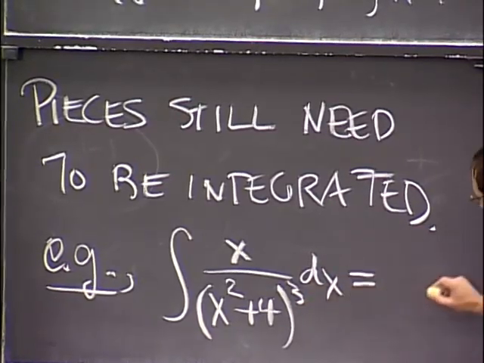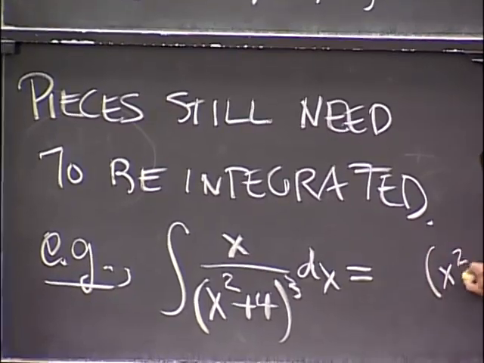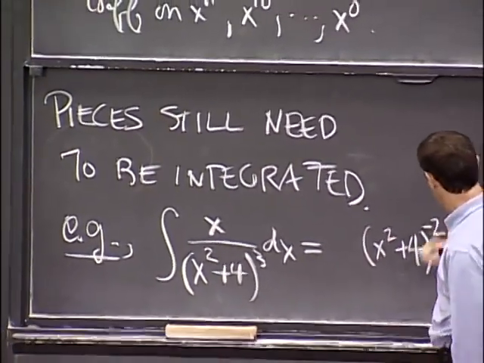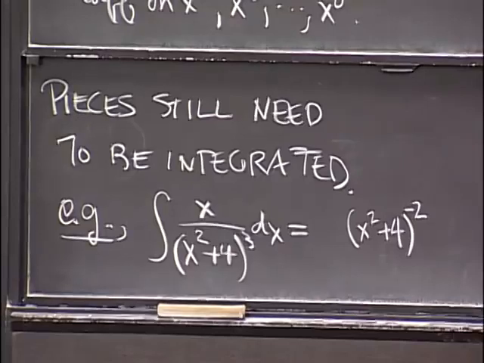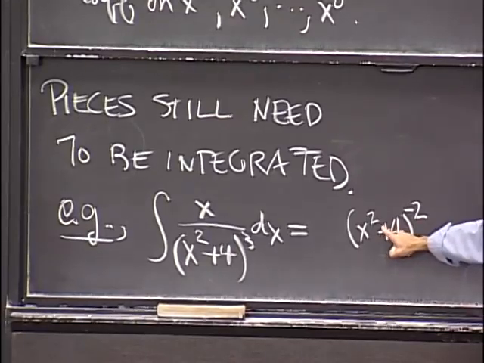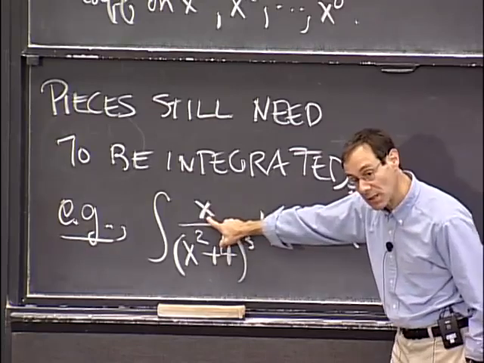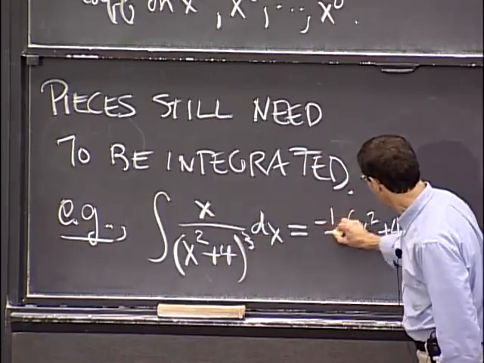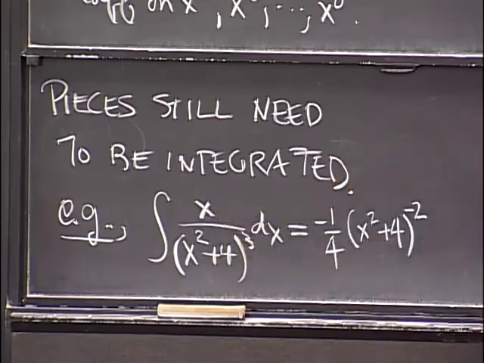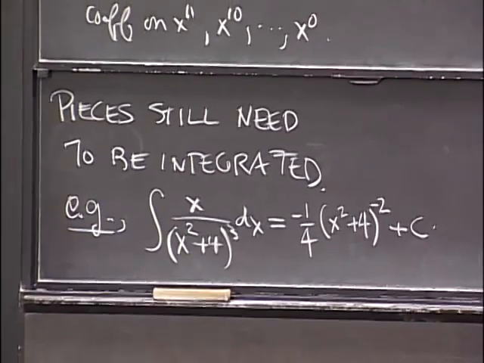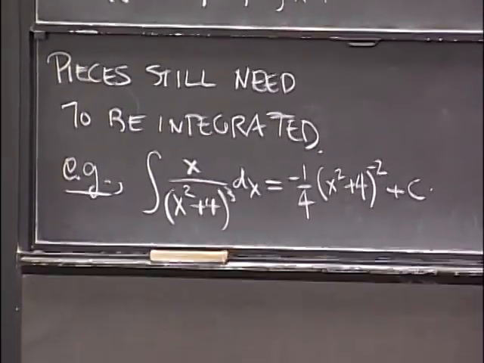substitution. You realize that it's going to be of the form x squared plus 4 to the power negative 2, roughly speaking. And now we're going to fix that, because if you differentiate it, you get 2x times the minus 2. That's minus 4 times x times this. There's an x in the numerator here, so it's minus a quarter of that. We'll fix the factor. And here's the answer for that one. All right, so that's one that you can do.